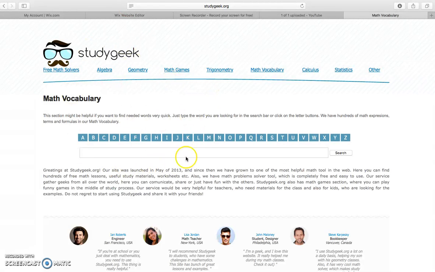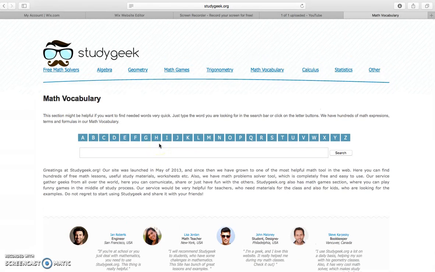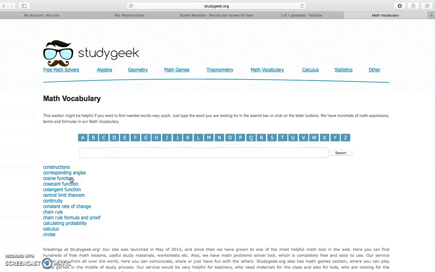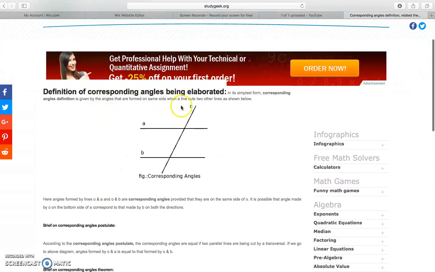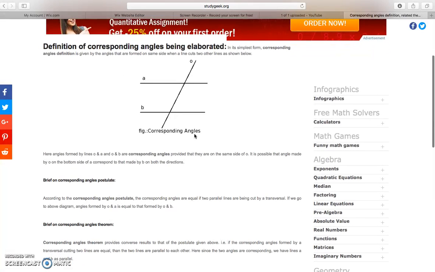So the way Study Geek comes in handy here is with this alphabetical glossary of thousands and thousands of math vocabulary terms. So students can just look for their term, and we'll just pick a random one. Let's go to C, and we'll do corresponding angles. So I click on corresponding angles, and then it gives me the definition of the angles. It already gives me the illustration, so students already have 2 of the 4 parts here in this one place.